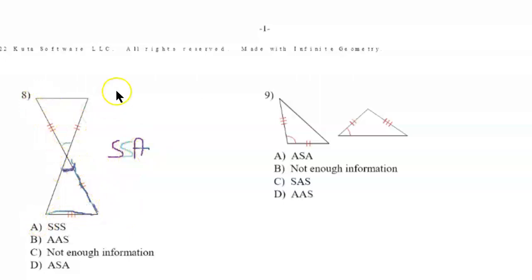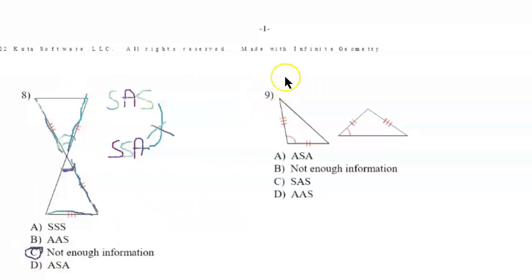Side, angle, side. These do not match, so they cannot prove these triangles congruent because the corresponding parts aren't congruent to each other. So this would be not enough information.